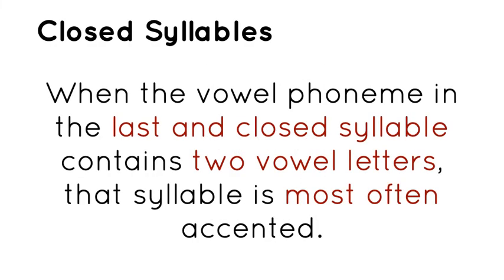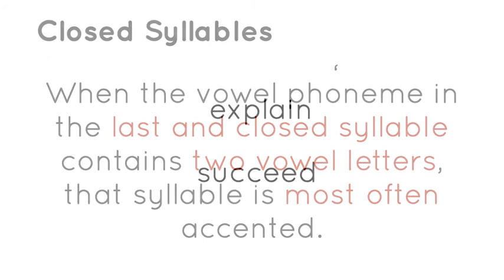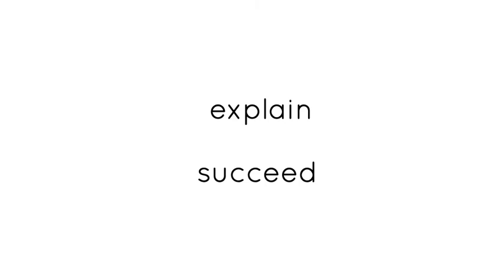Let's talk a little bit about closed syllables. When the vowel phoneme in the last and closed syllable, so the syllable has to be both those things, contains two vowel letters, that syllable is most often accented. And the reason for that is because when we see two vowel letters, that often means that it's a long vowel sound. Let's look at two examples.